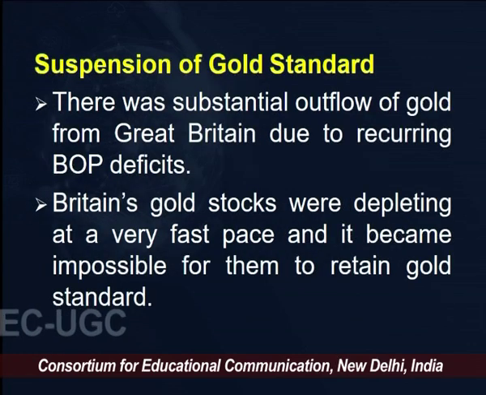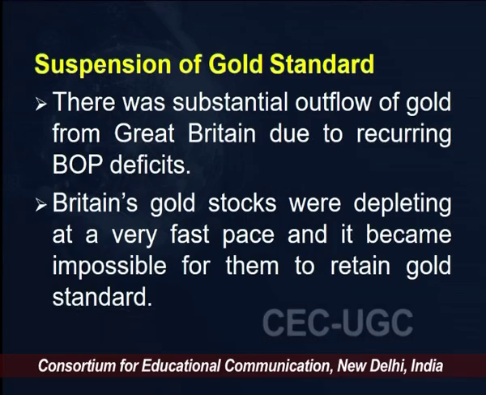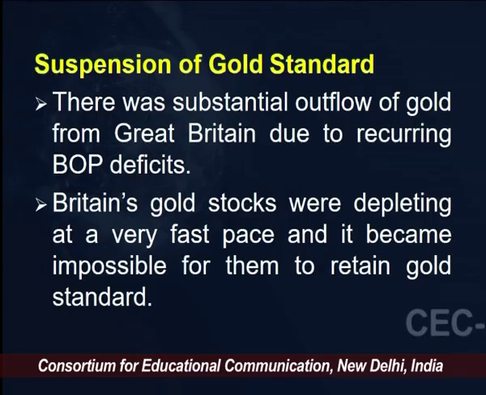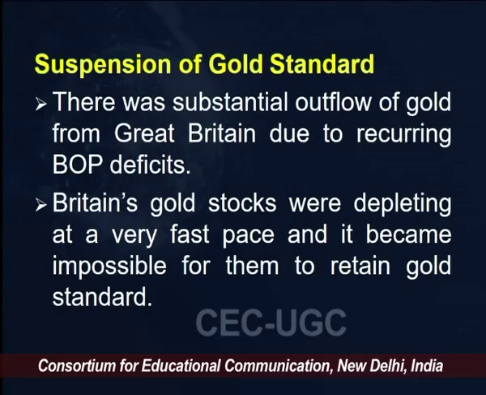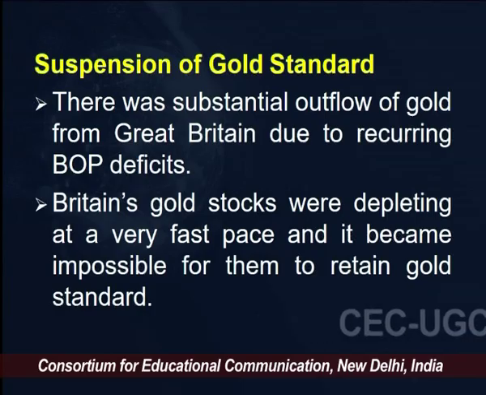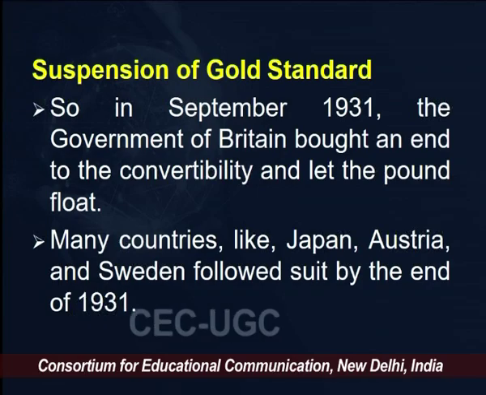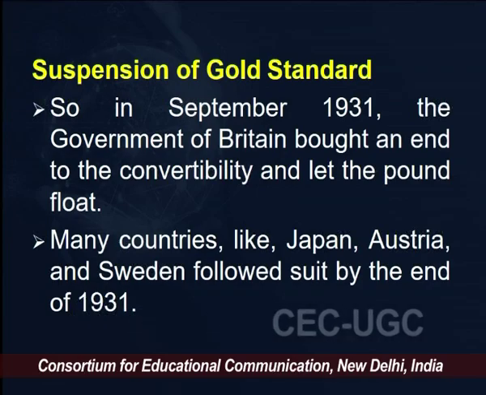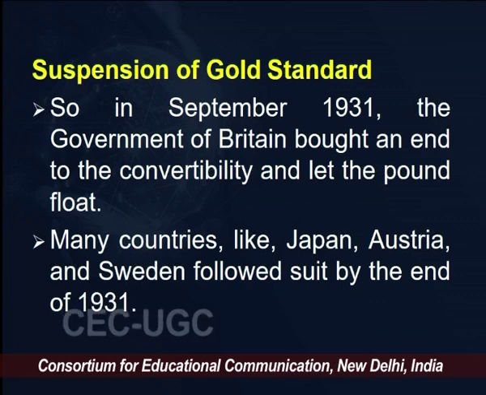So, there was a substantial outflow of gold from Great Britain due to the recurring balance of payment deficit which happened during the Great Depression. Britain's gold stocks were depleting at a very fast pace, and it became impossible for them to retain the gold standard. So, in September 1931, the government of Britain brought an end to the convertibility and let the pound float. Many countries, Japan, Austria, Sweden, followed suit by the end of 1931.